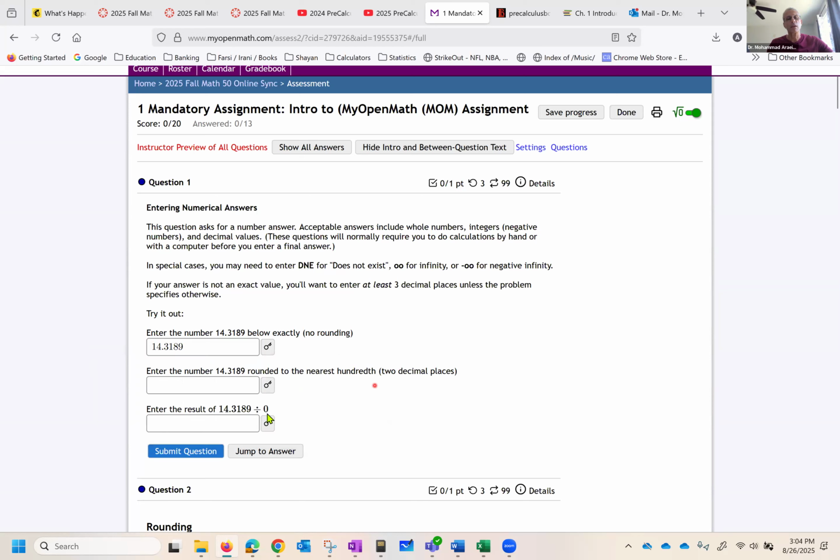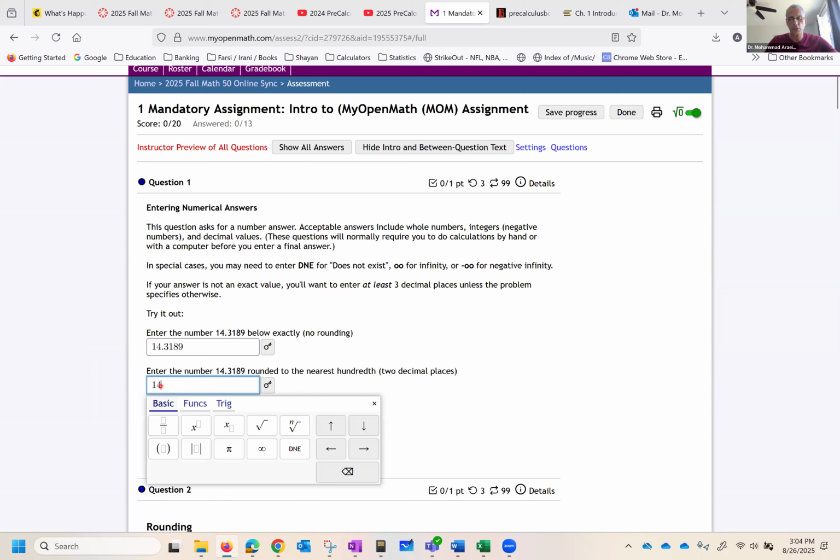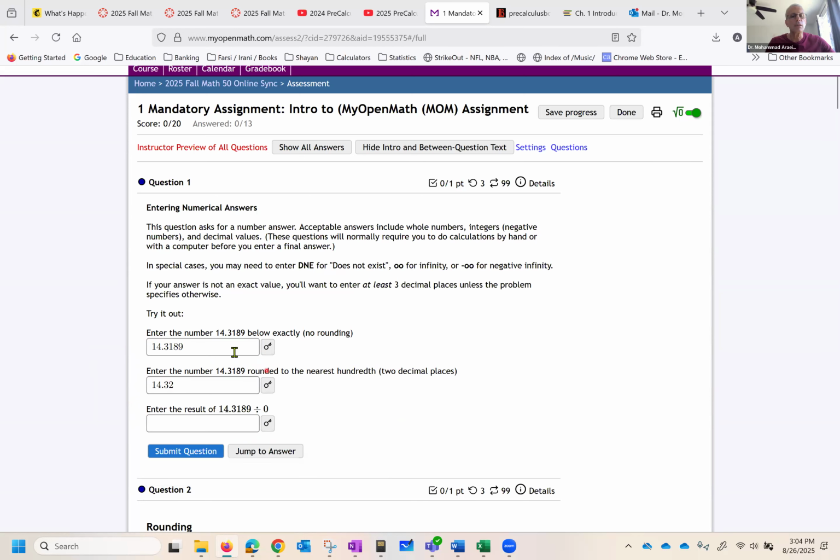14.3189. The second one, we are supposed to round it to 2 decimals, to the nearest hundredths. So 14.3. Now, the 1 next to it is 8, so it goes up to 2. So again, take a look, because the number next to it is 8. The 1 changes to 2.